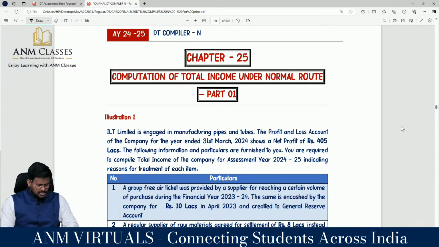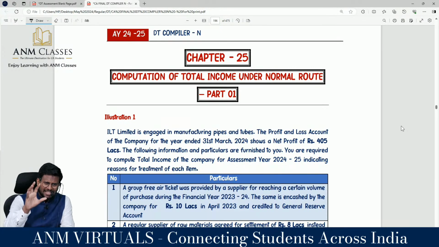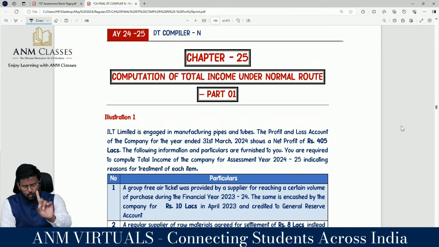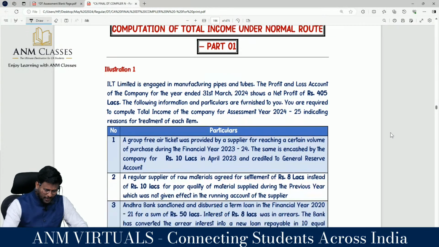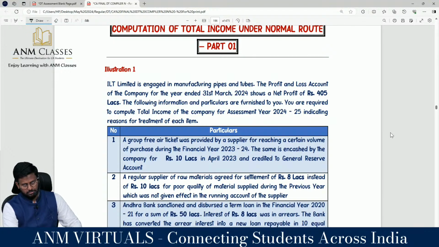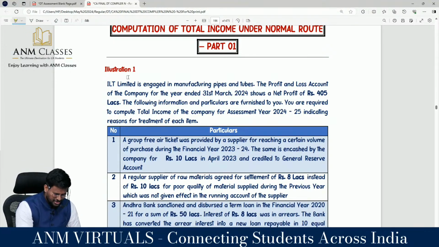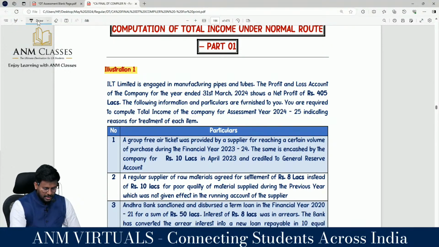Happy morning, sir. So we are moving into a very important topic called computation of total income. This is what the hero of tax is all about. To do this sum, you should know the income tax. This will be the first question for 14 to 15 marks in examination. I will make you an expert by doing at least 20 questions from computation of total income. Just enjoy question number 1.